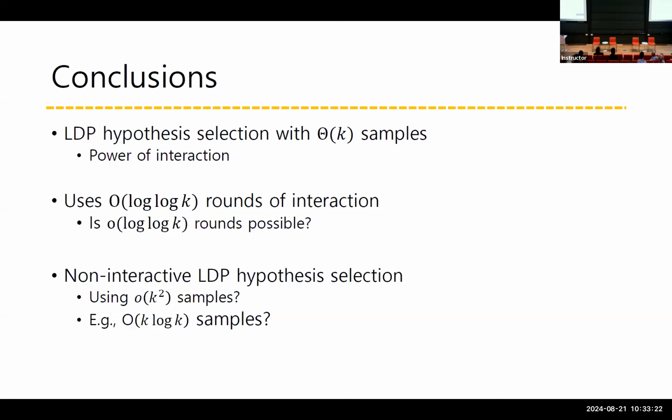Another question is about non-interactive hypothesis selection. The best known non-interactive hypothesis selection uses k squared comparisons or queries, but the lower bound is only k log k, so there is a big gap between the lower bound and the upper bound. So these remain as open questions in this problem. Thank you.